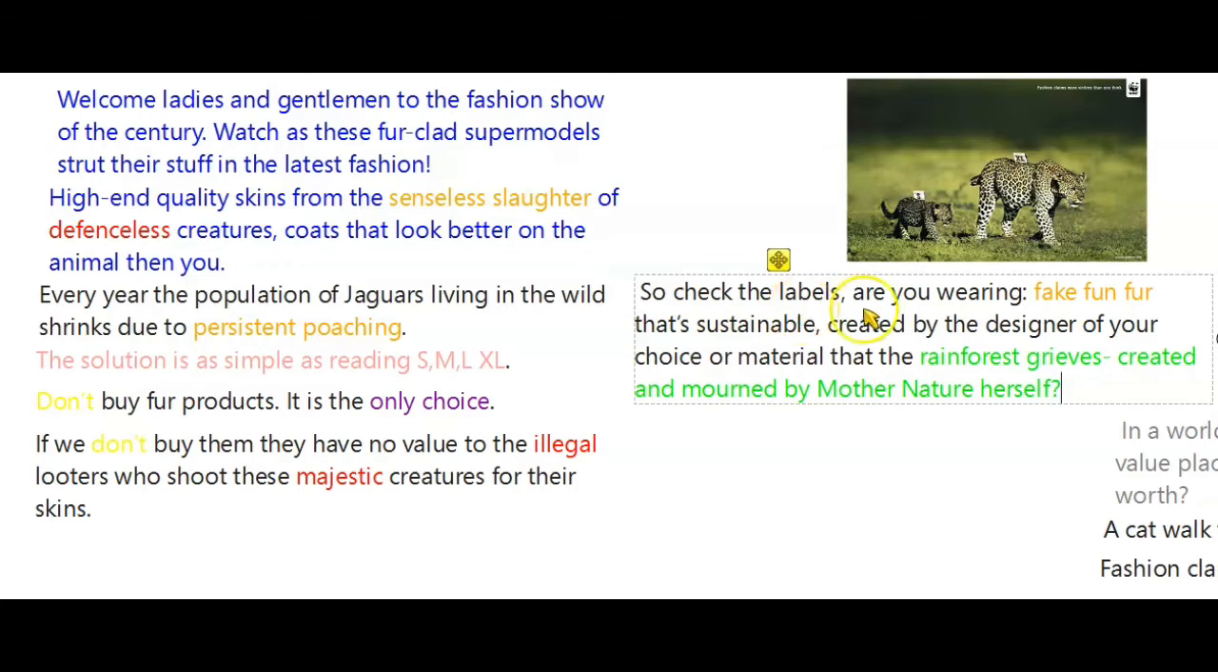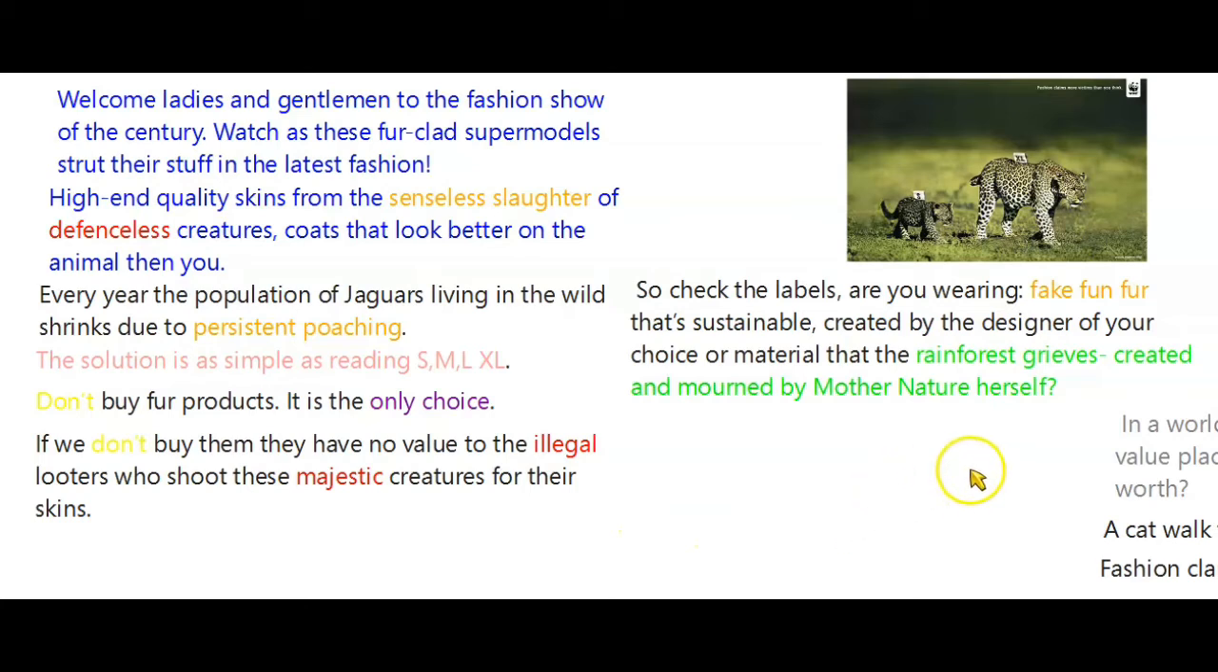So check the labels. Are you wearing fake fun fur that's sustainable, created by the designer of your choice, or material that the rainforest grieves, here's my personification, created and mourned by Mother Nature herself? Personification again here, making us think that the rainforest is a living, breathing thing, that Mother Nature is a real human being who has those feelings. And I had some alliteration in there again. So I've got three things in this part. I've got alliteration, I've got my personification, and I've got a rhetorical question to the reader.